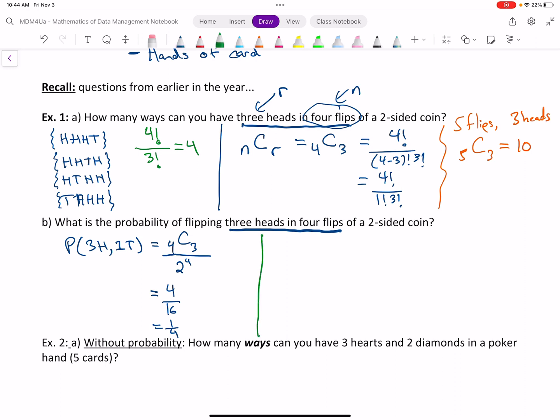Another way to think of it, again, the probability of 3 heads, 1 tail, is to take the probability of each event. So in this case, the probability of a head times a head times a head times a tail. If I did that, you get the probability of a head, like this, times the probability of a tail. That's supposed to be multiplication.